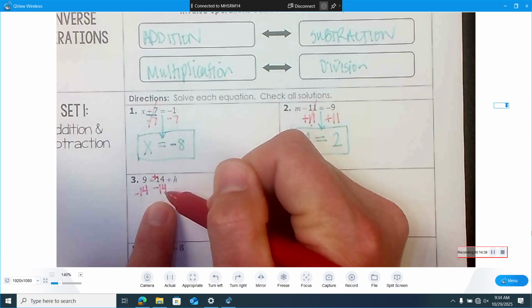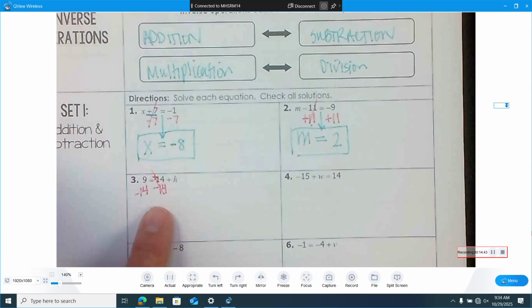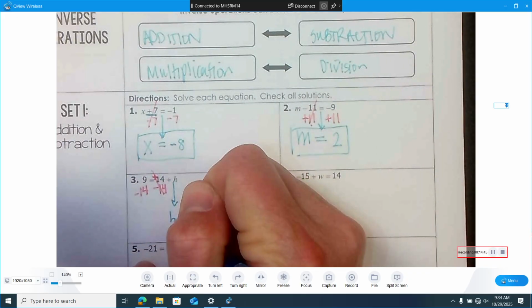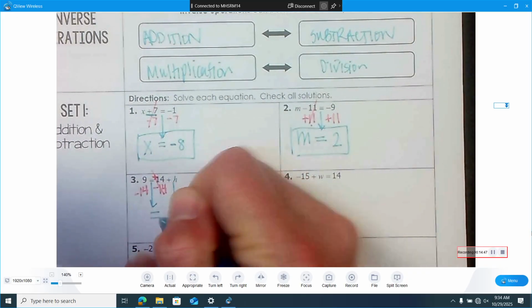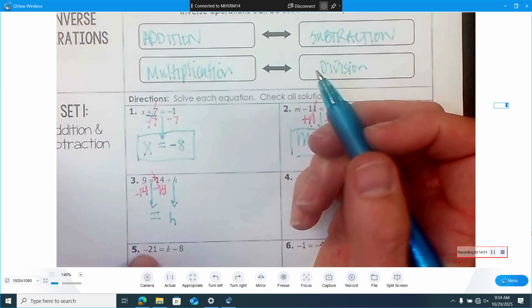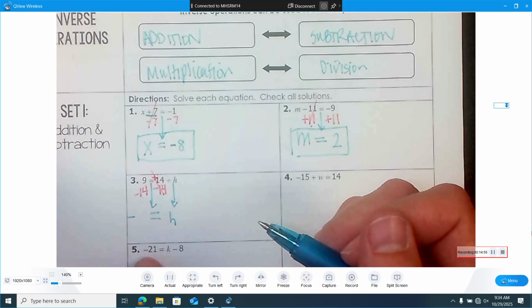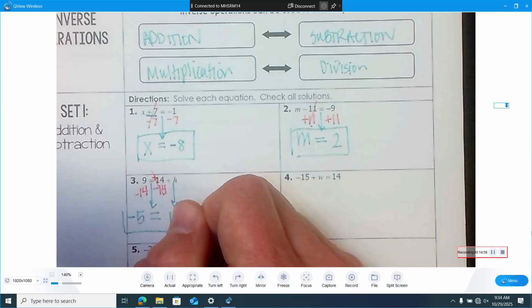What is +14 and -14? 0. All right. So my h and my equal sign comes straight down. And we have a 9 and a -14. Who wins? Negatives win. By how many? -5, very good.